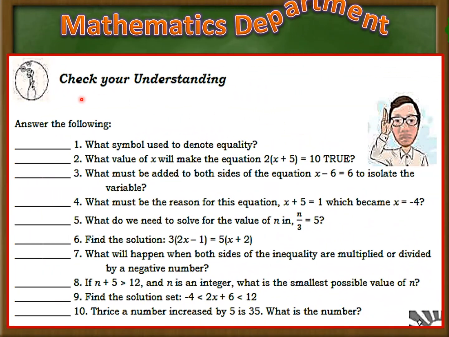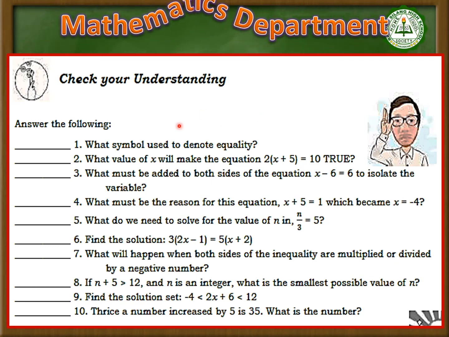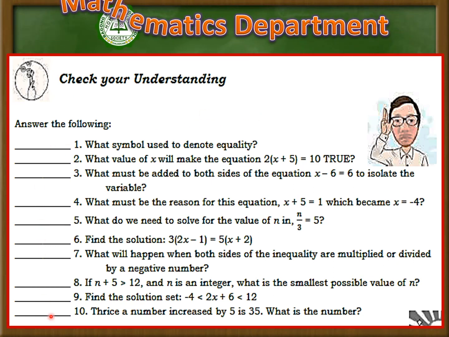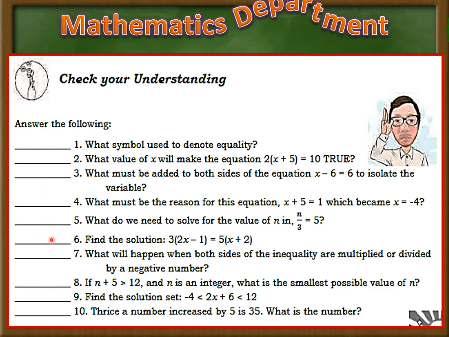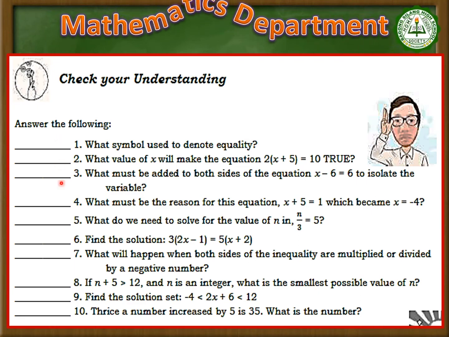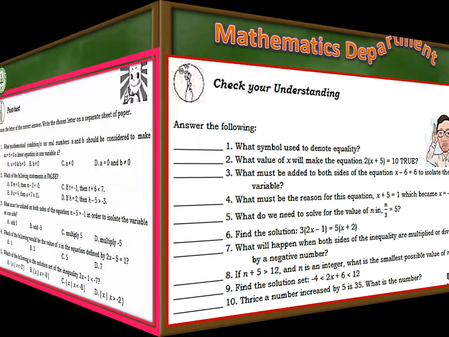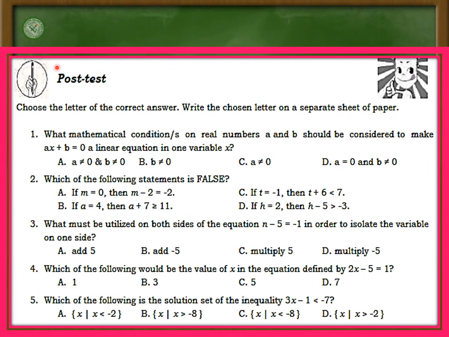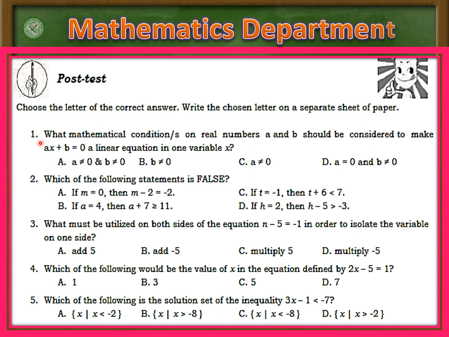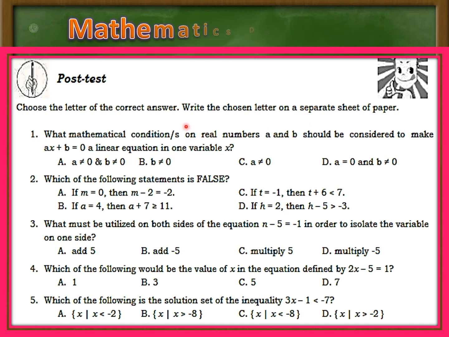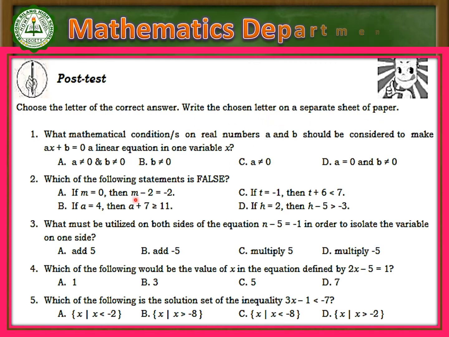This time you have to check your understanding. So you have to fill up the following blank, the line for your respective answer. And we have the post test items 1 to 5. So answer all the items for our post test. Write the chosen letter on a separate sheet of paper.